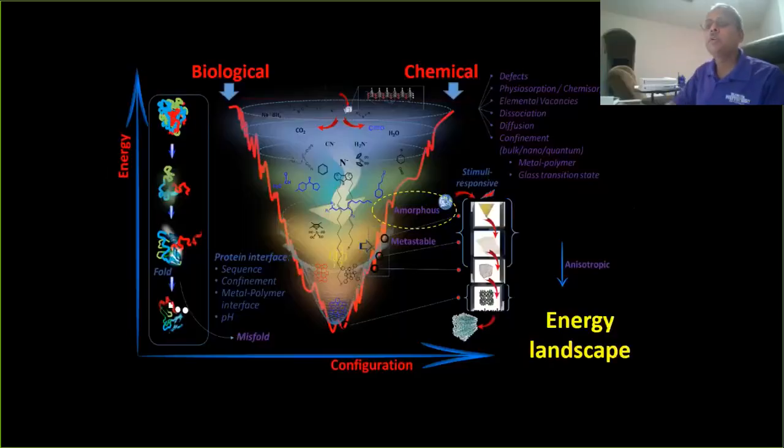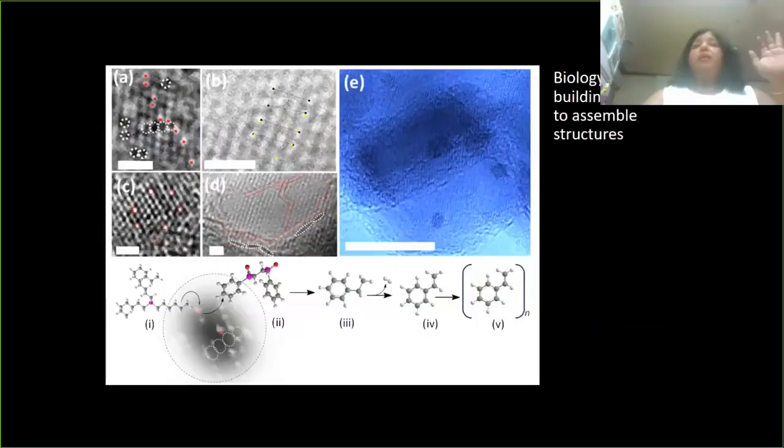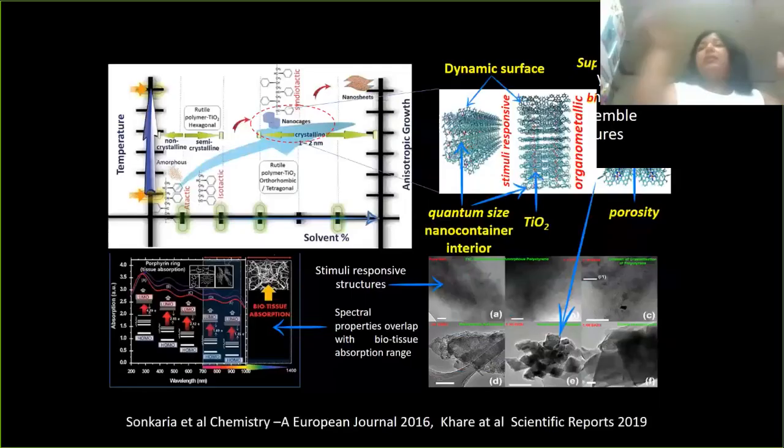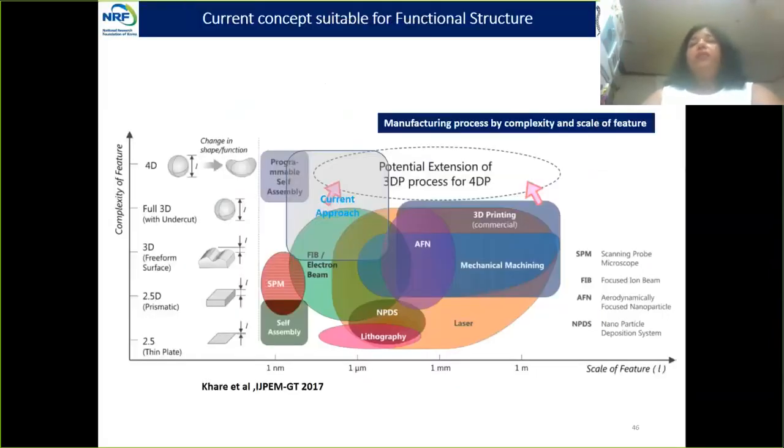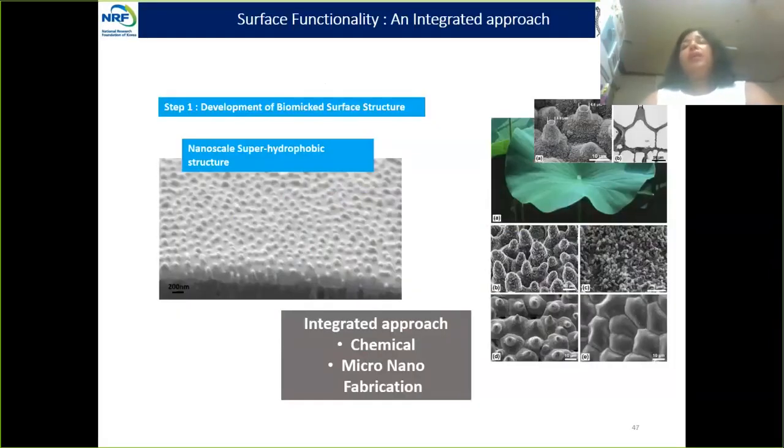Thank you. Okay, so we have made the quantum dot of TiO2, which was not possible till now. We are able to make the quantum dot of TiO2 within a supramolecular system, and then we are trying to use it for tissue absorption. And again, we learned the lesson from nature.